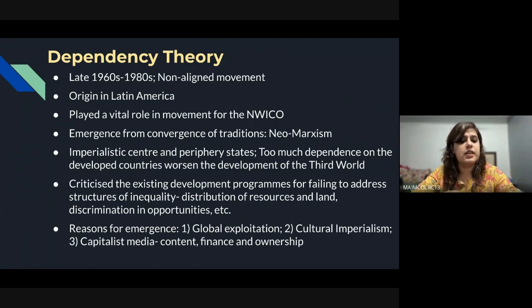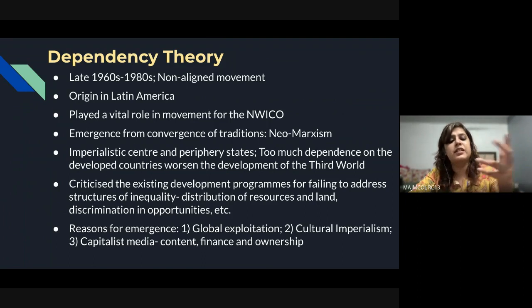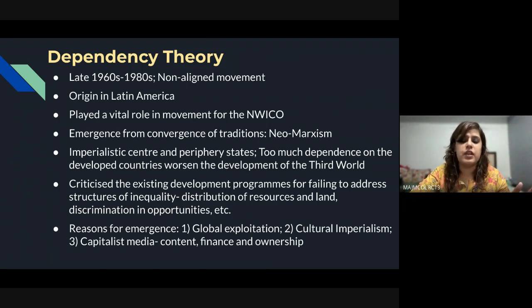So it was extensively criticizing the development programs from the West, because it was saying that the dominant paradigm of development is increasing the inequality, increasing the gap between the rich and the poor. The distribution of resources in land was incorrect. There was more discrimination when it came to the dominant paradigm. Therefore, the dependency theory leaned towards bringing about a change and a difference in the development model of the West and the development model of the underdeveloped and the developing countries.